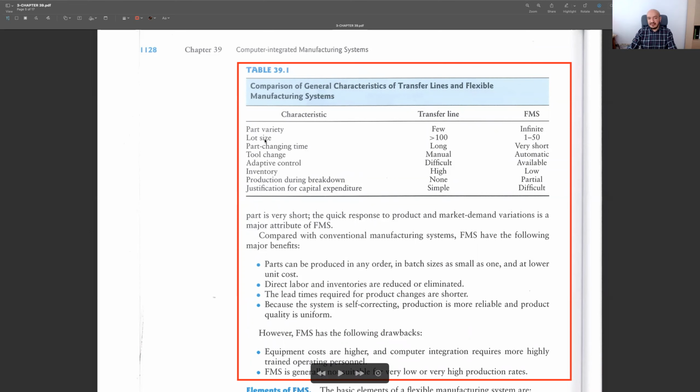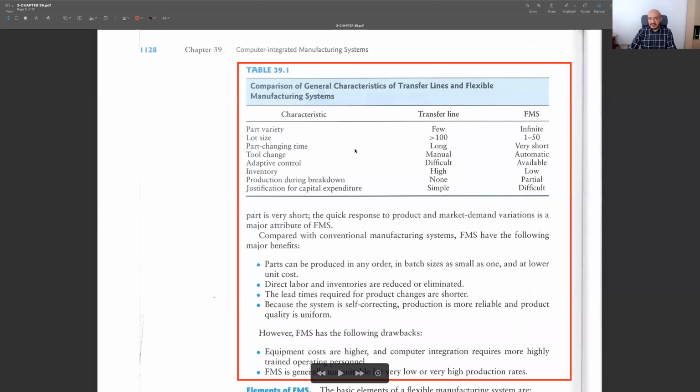But the thing about productivity is, as you see, we have some problems with flexible manufacturing systems. The number is not high. It's a bit higher than job shop production systems, but not as low as job shop production systems, a bit higher than that. And obviously in transfer lines, our lot size or product size are usually higher.